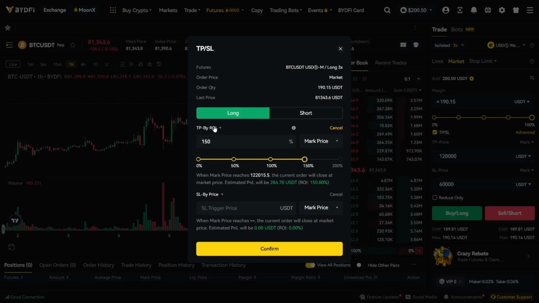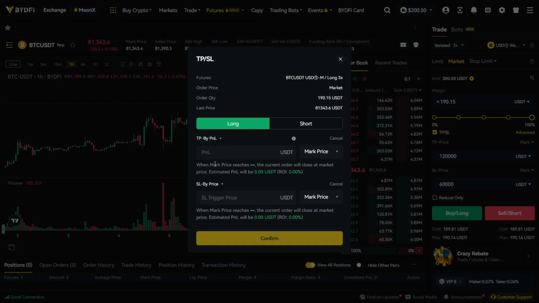This would put our estimated P&L at 244 USDT and Bitcoin's price at 122,044. And the last option, by P&L, would be setting your take profit or stop loss based on how much profit or loss you have. So let's say you have a profit margin in mind. You want to make about 400 USDT with this trade. We can see this would put you at 110% ROI and Bitcoin almost at 140,000.